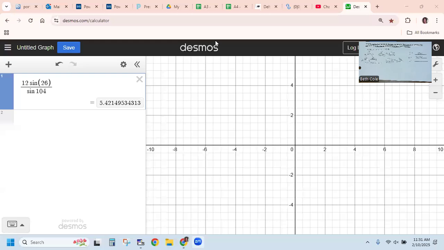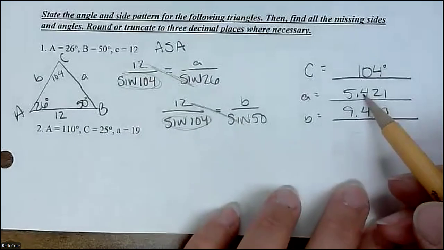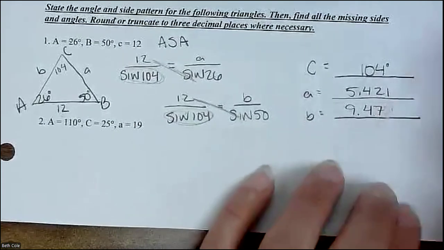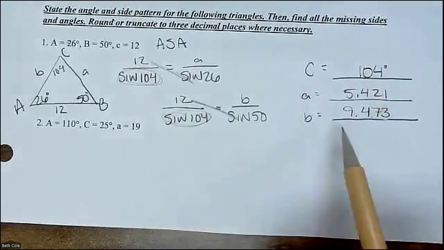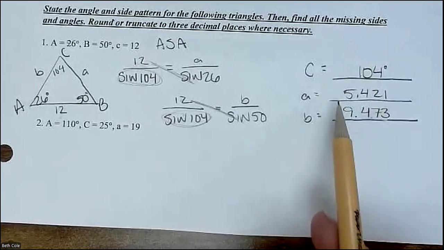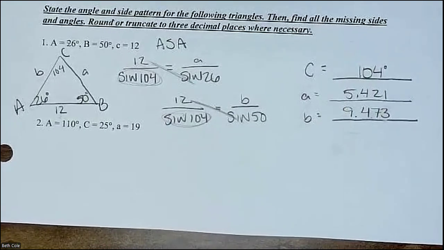What do I just have to change in here? No, the 104 is going to stay. Yeah, the 26 has to change to a 50. So 9.473. Now, hold on a second. Does that make sense that this number is bigger than that number? Why? A's angle is smaller than B.